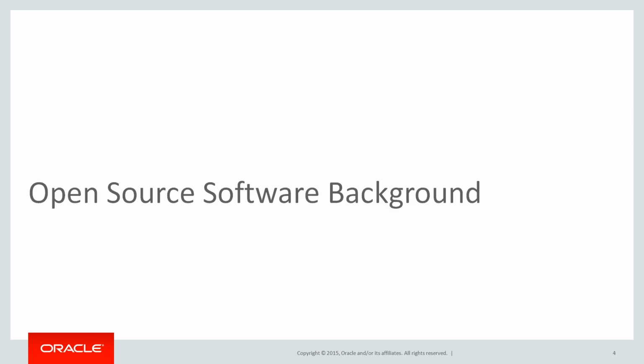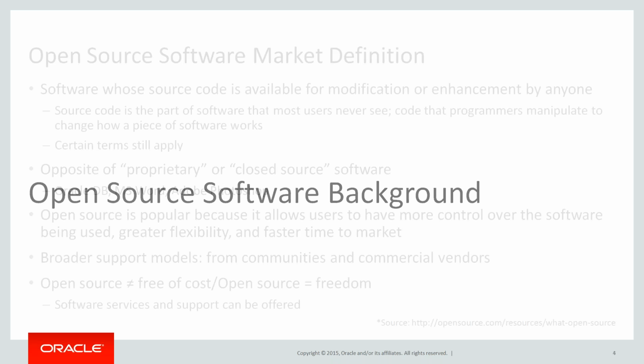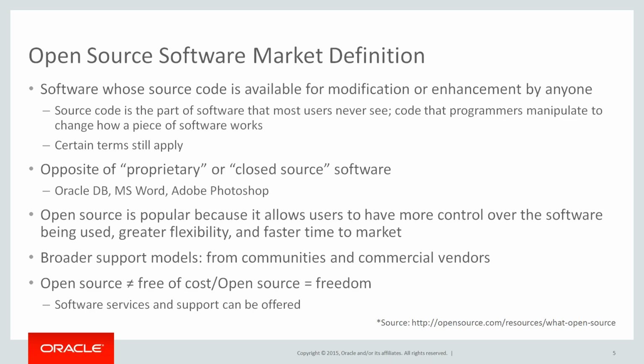All right, so the open source software background. Some of you on this call are familiar already with open source and what it means, so this might be a refresher, but just to make sure everyone's on the same page, we're going to go through this real quick. Open source software is software whose source code is available for modification or enhancement by anyone.